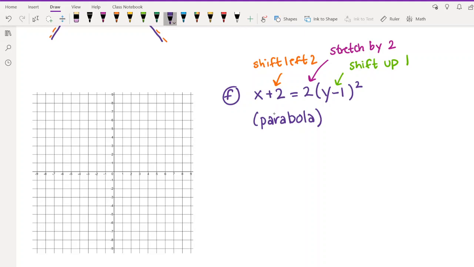Okay, so where is the vertex of this? Well, because it's been shifted left 2 and up 1, that tells us that the vertex is here. So if this parabola had not been stretched, it would have a shape like this. It would go over 1 and up 1 in both of these directions, and then continue with a shape like this. But this has been stretched by 2, and so that tells us that instead of going up 1 over 1, we should go up 1 over 2 and down 1 over 2.